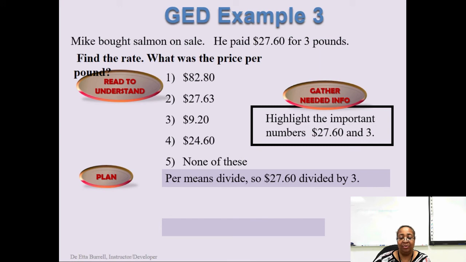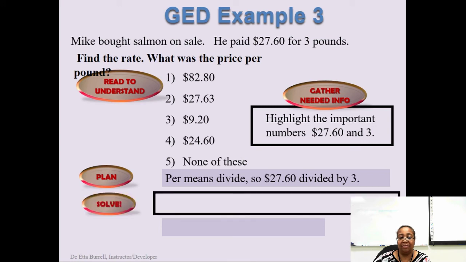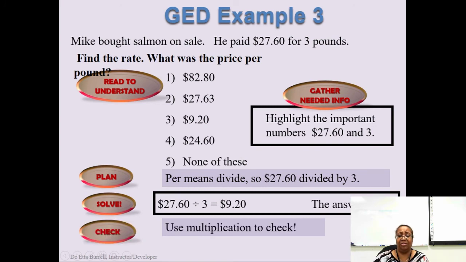And once you do that, you solve it. And the answer we got was $9.20, which is number 3. And then, of course, you can check it by using multiplication.